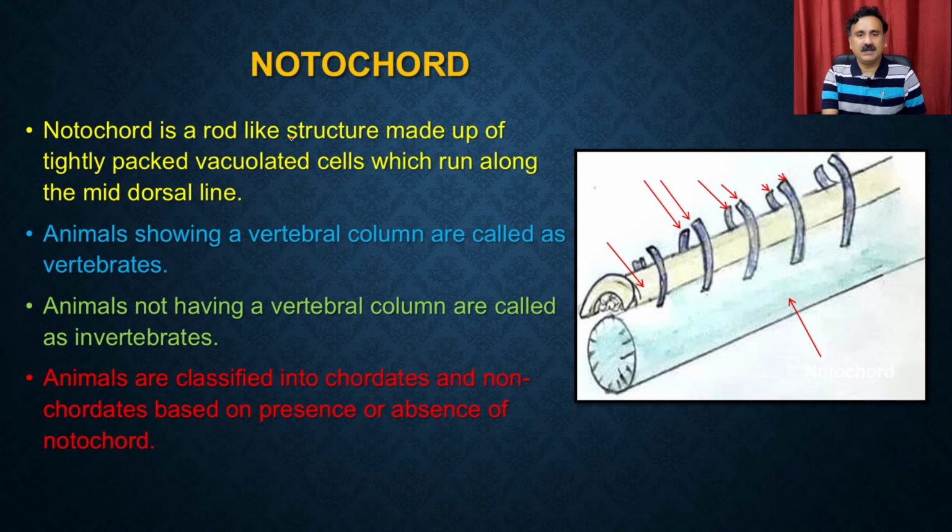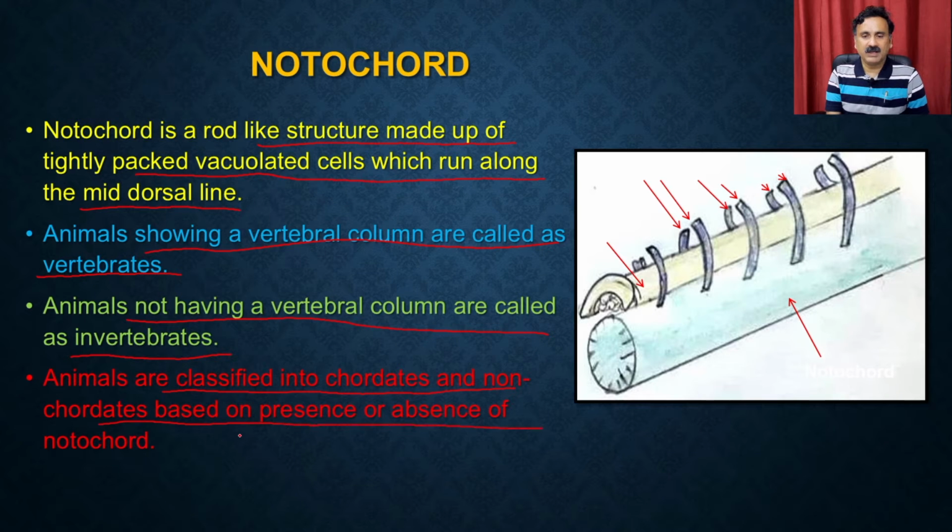Then we can have the notochord. So the notochord is a rod-like structure, made up of tightly packed vacuolated cells, which runs along the mid-dorsal line. Animals showing a vertebral column are called the vertebrates, right? Animals not showing a vertebral column are called the invertebrates. So animals are classified into chordata and non-chordata based on the presence or the absence of the notochord.